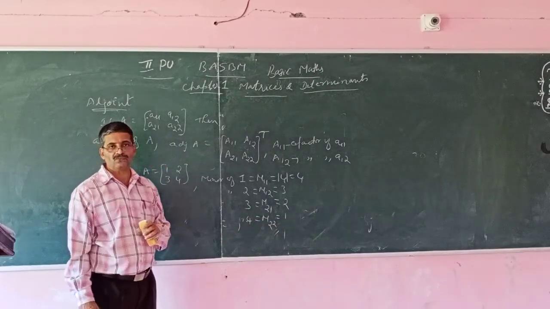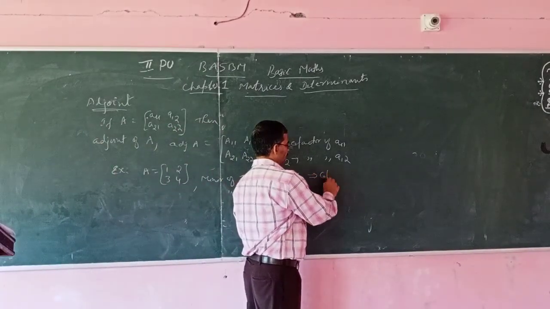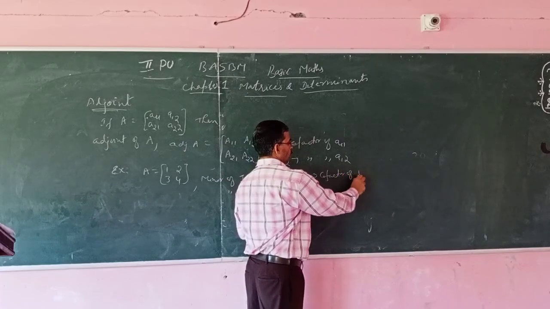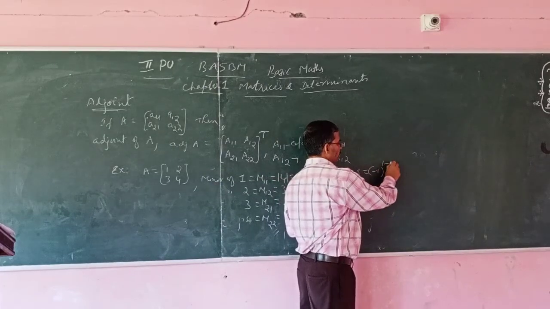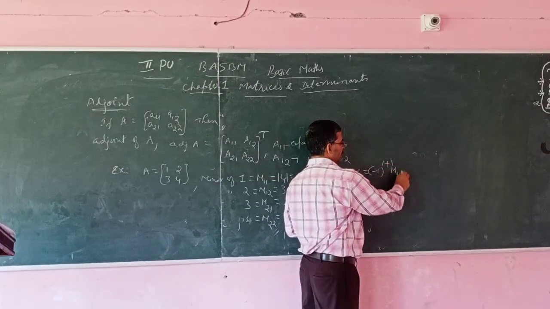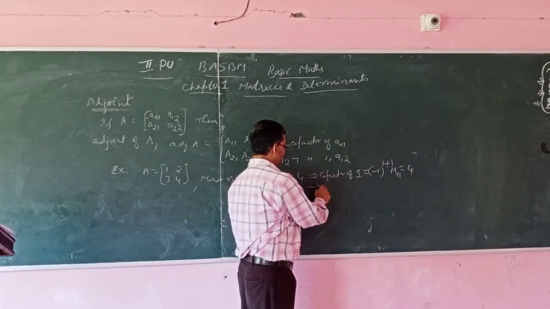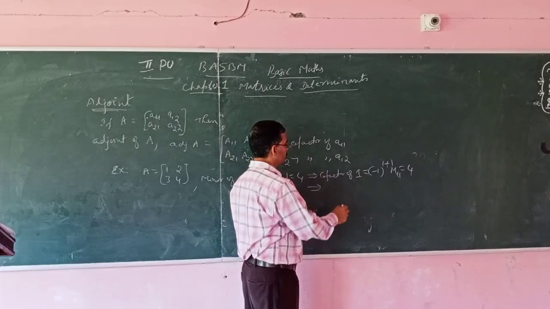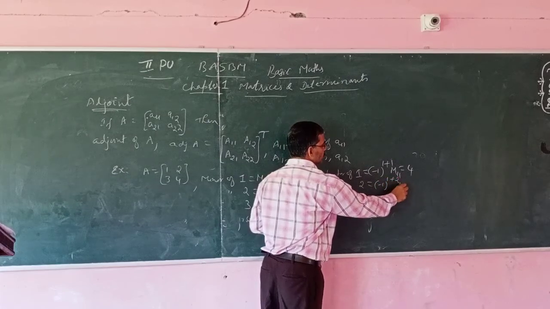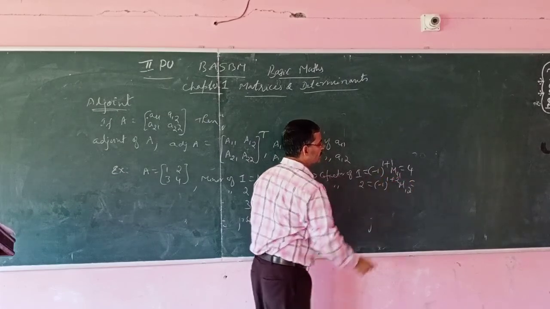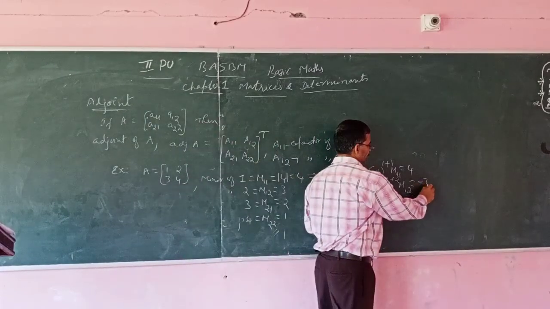So from here, what are the cofactors? The cofactor of 1 equals minus 1 to the power row number 1, column number 1, times M11, which is 4. Same way, the cofactor of 2 is minus 1 to the power 1 plus 2 times M12. So it is a minus sign now. It is minus 3.